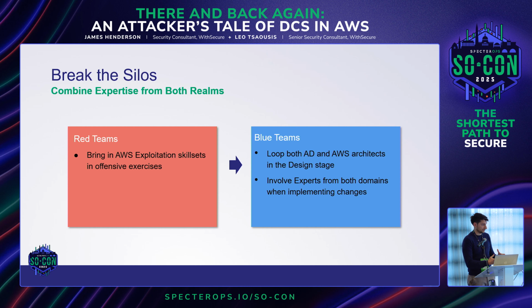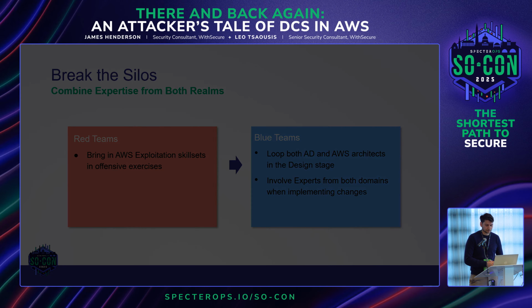And from a people perspective, we believe that bringing together experts from both of these realms is basically the only way to address these issues, right? Now, red teams do that already. I mean, we, for example, bring in AWS skill sets in APMs, same for our red team exercises. So there's no reason why the blue teams shouldn't be doing the same, both in the design stage and when implementing changes or security controls. Bring in people from both realms.